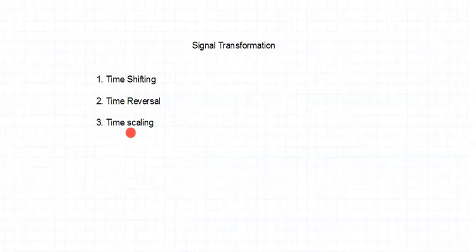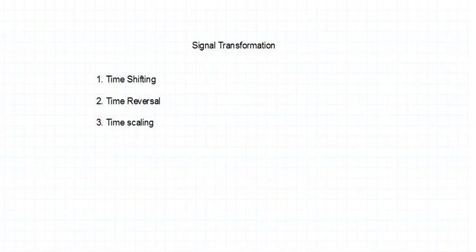And the third signal transformation we studied was time scaling. In time scaling, we saw that we scale the time, which results in either compression or expansion of the signal, right? So all these three we have studied in the last two lectures. I want to devote this particular lecture to solving numericals on them, so we'll be solving numericals based on this.